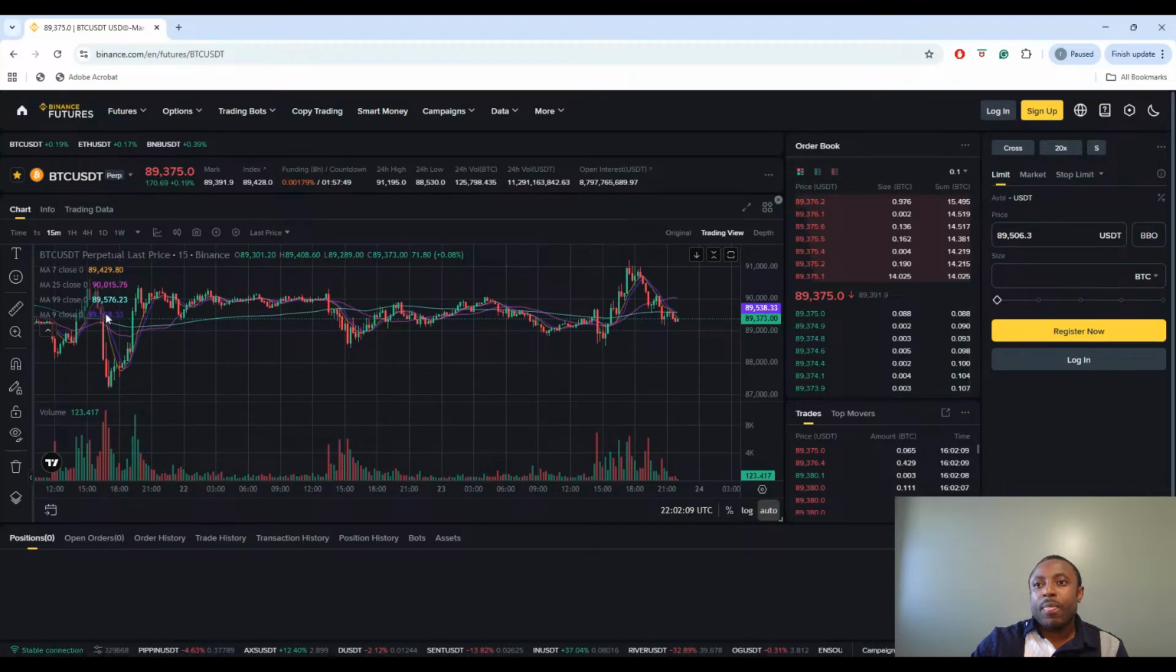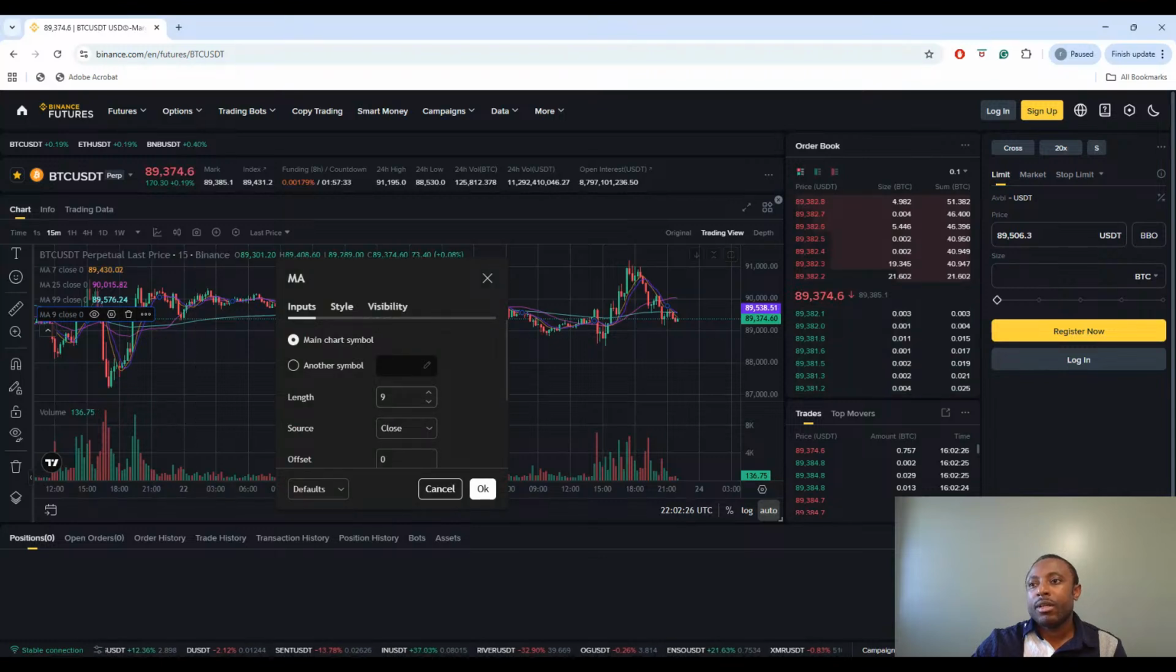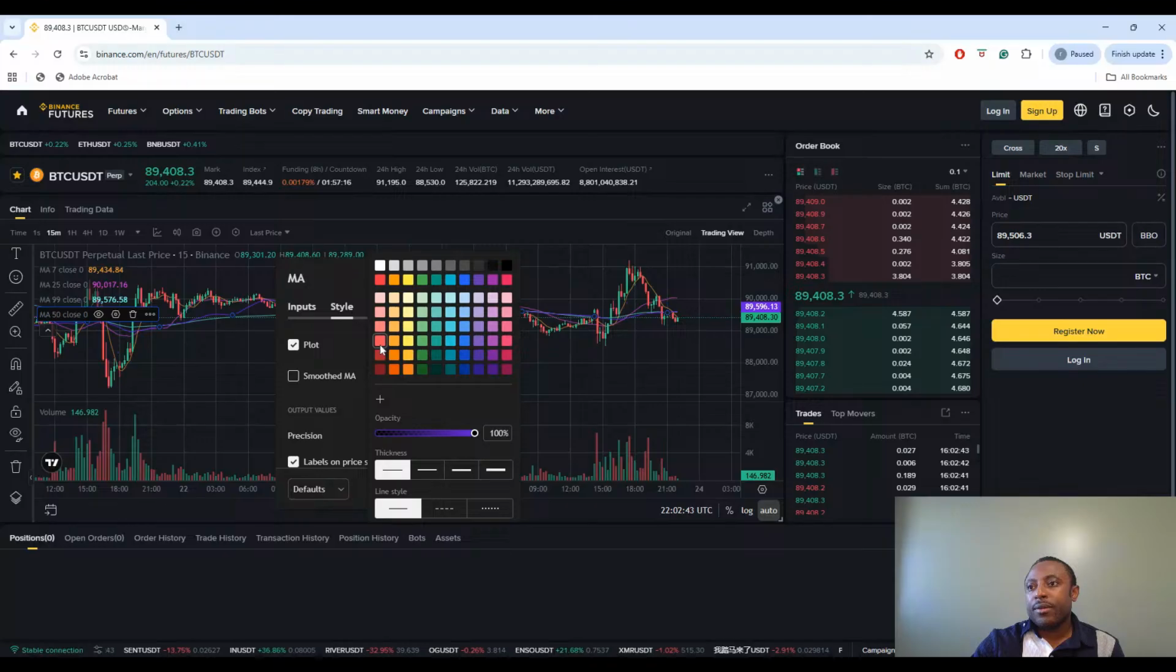Now I want to change the value of that moving average, because it's showing the 9 moving average. I don't want to see the 9. I want to see the 50 moving average. So you go here, go on settings, and then you're going to see the length here. I want you to track the last 50 closes, so enter 50 here. And for the style, I'm going to change the color so that it's more visible. So let's go with this.